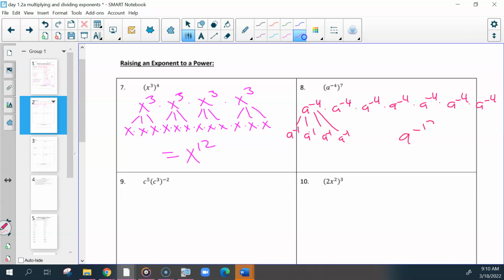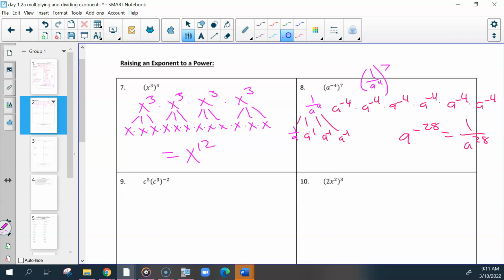And then we would change it: 1 over a to the 28, because we can't have negative exponents as our final answer. What we could have also done for this one is, if we know a to the negative fourth is the same thing as 1 over a to the fourth, then we could replace each of these with 1 over a to the fourth, and so on and so forth, and you would get the same answer.